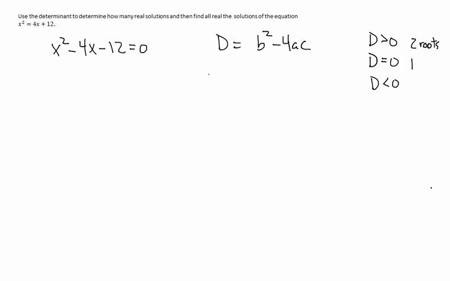So in this case, d is equal to b squared, negative 4 squared, minus 4 times a, which is 1, times c, which is negative 12. And now we have d is equal to negative 4 squared is 16. And then we have negative 4 times 1 is negative 4 times negative 12 gives us positive 48, so d is equal to 64, and that's greater than 0.